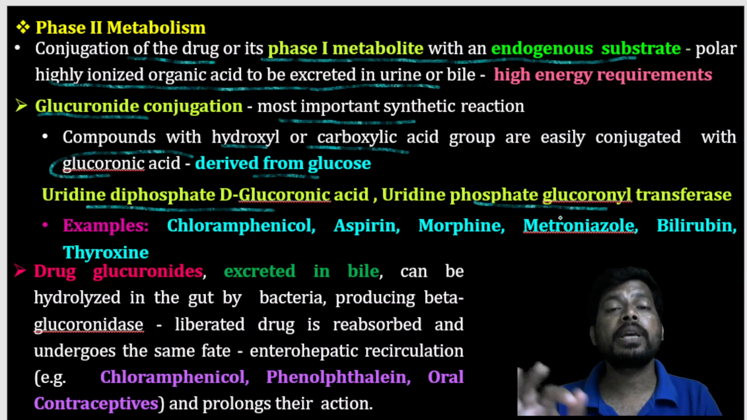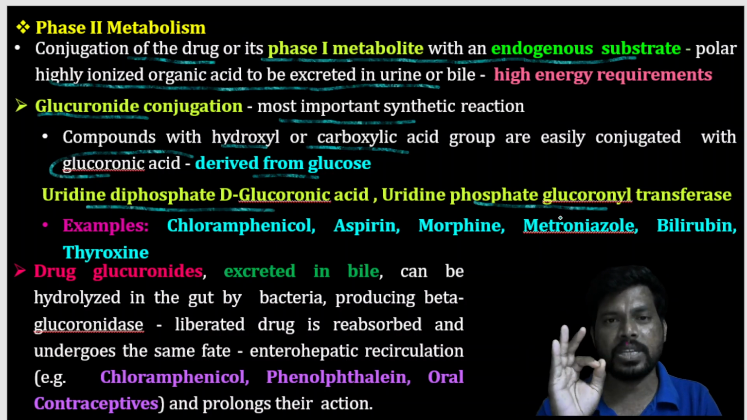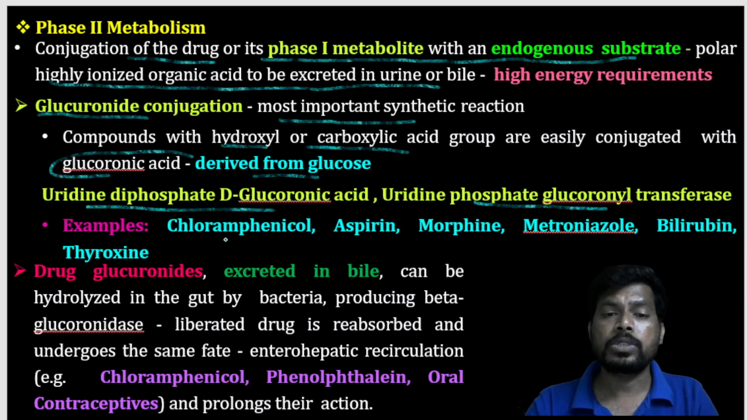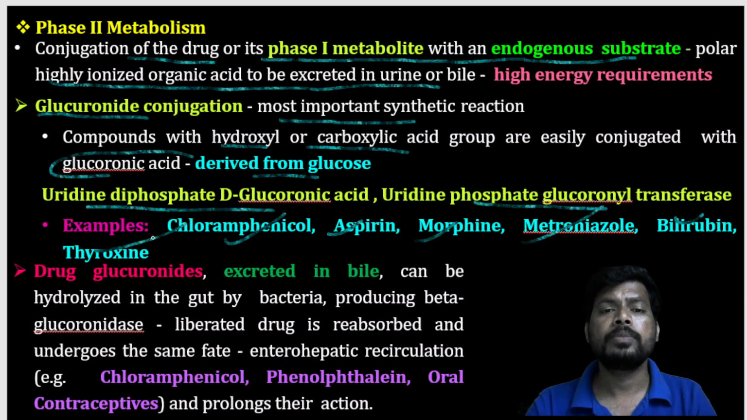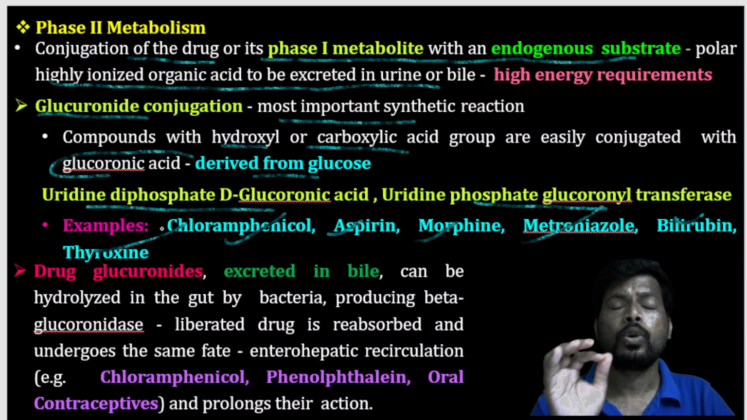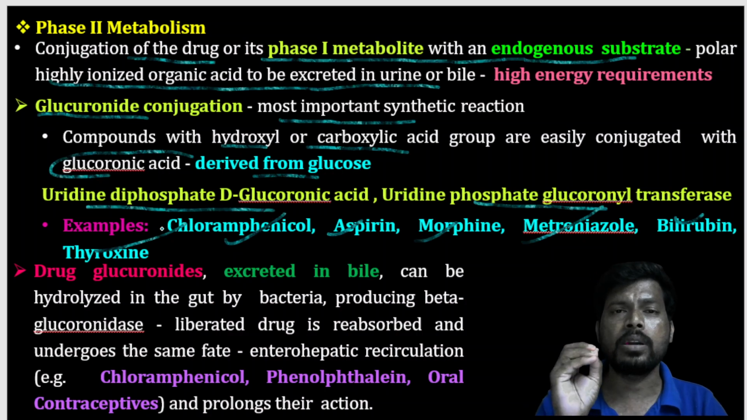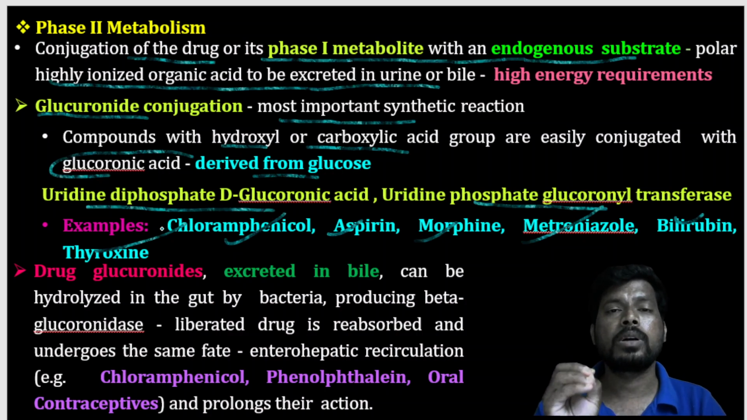Examples like exogenous compounds as well as endogenous compounds undergo this glucuronidation, nothing but phase 2 conjugation. Examples like chloramphenicol, aspirin, morphine, metronidazole, bilirubin, thyroxine. Generally, glucuronidation is a major conjugation reaction in phase 2, and most of the large molecular weight compounds or drugs undergo this conjugation reaction, that is glucuronidation.